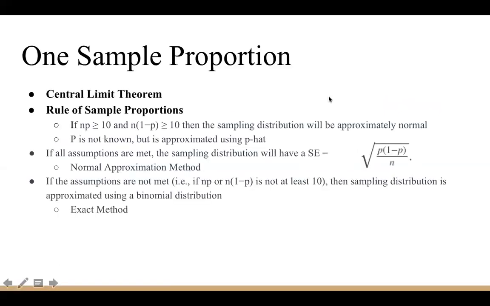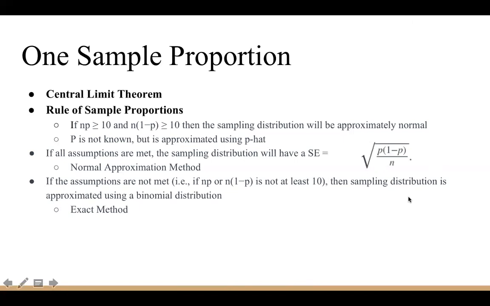So we start with one sample proportion here, and if you remember the central limit theorem, which stated that as your sample size increases, the more normal your distribution will become. So it's kind of similar to the rule of sample proportions. It really just compares your sample size to your proportion, and if it's sufficiently large, then your sampling distribution will be approximately normal. So of course your p is not known, but you approximate your p using p hat. You always want to estimate your parameter using your statistics.